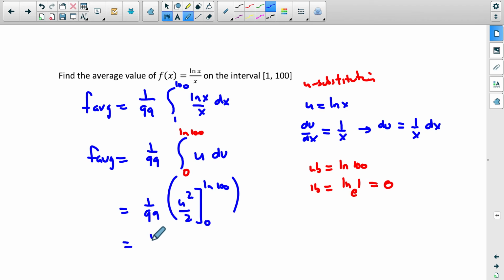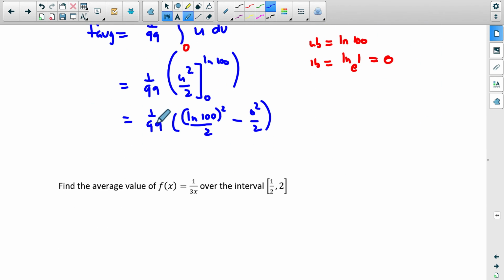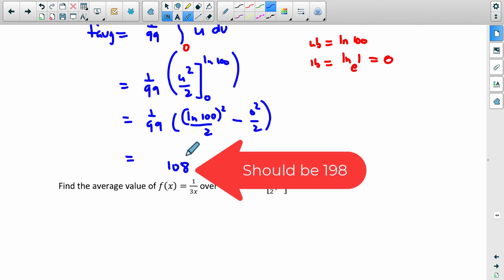So 1 over 99, we plug ln 100 in there, so we got ln 100 all squared divided by 2, minus, then we put 0 in there, 0 squared over 2. Well, obviously the 0 squared over 2 is just equal to 0. And we could multiply the 99 times 2, and in our denominator we'll now have 198. And on the top, what we're left with is natural logarithm of 100 all squared.